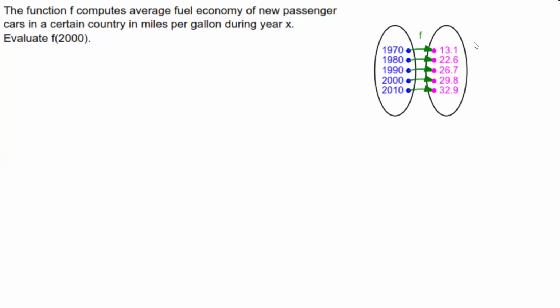All right, so here the function f computes average fuel economy of new passenger cars in a certain country in miles per gallon during year X. So we want to evaluate f of 2000. So x is equal to 2000.